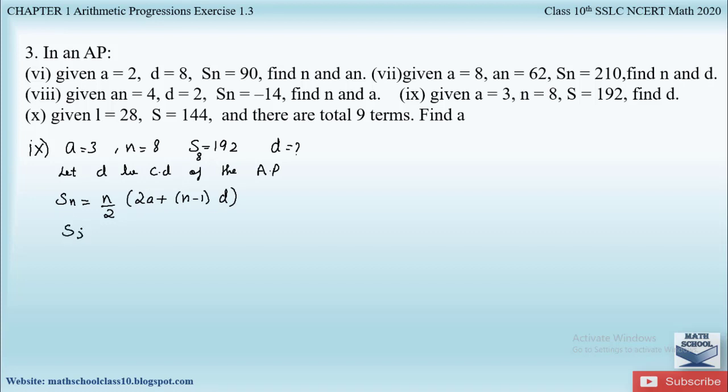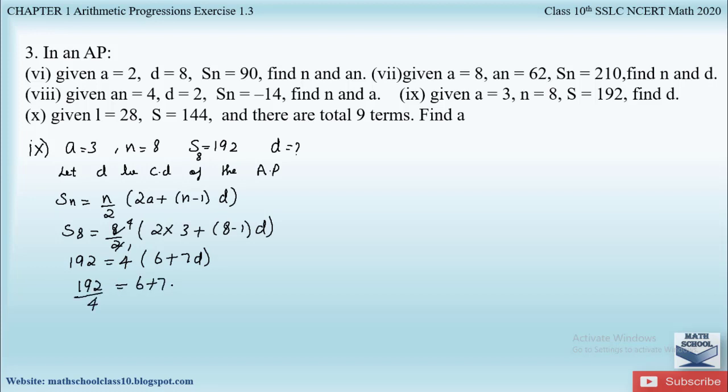N is equal to 8, so we write S8 is equal to 8 divided by 2 into (2 times 3 plus (8 minus 1) into D). So what is the S8 value? That is 192, equal to 4 into (6 plus 7D). If we take this 4 to the left hand side, we get 192 divided by 4 is equal to 6 plus 7D. 192 divided by 4 is 48.